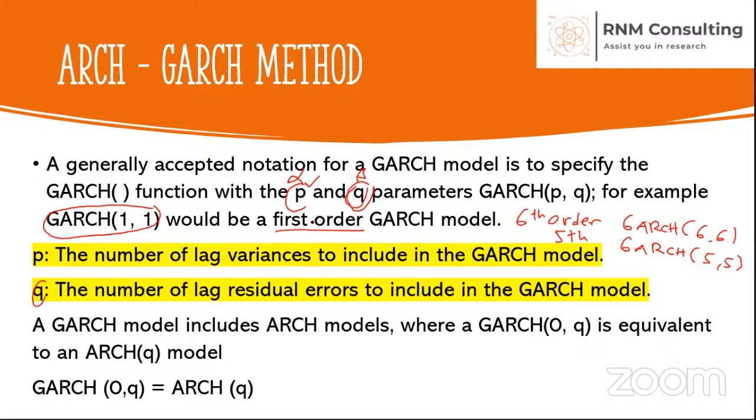As I mentioned before, GARCH is an extension of the ARCH model. So a GARCH model includes the ARCH model, where if you see a GARCH(0,q), which only includes lagged residual errors, it is equivalent to ARCH(q). So GARCH(0,q) equals ARCH(q).